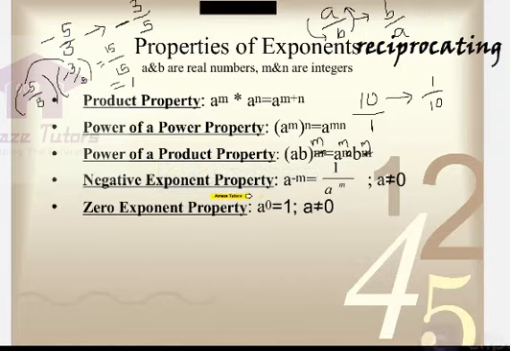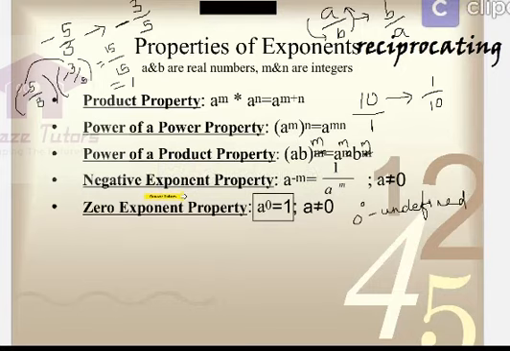A power 0 is 1. Anything power 0 is 1, except A should not be 0. A can be anything else other than 0, because 0 power 0 is undefined. We cannot define that at all. That is why, please remember this property along with the condition A not equal to 0. So anything power 0 is 1.